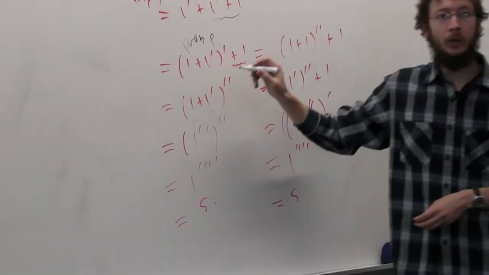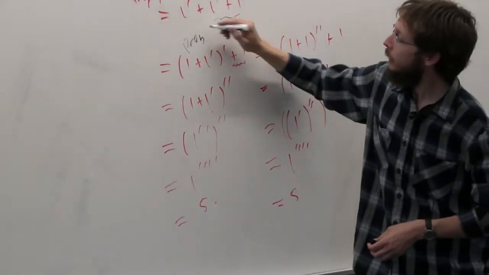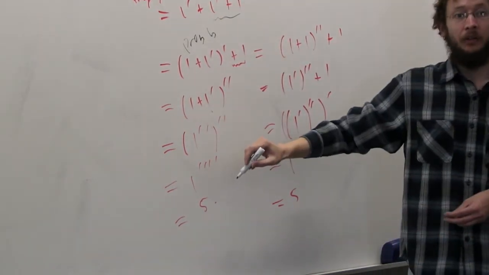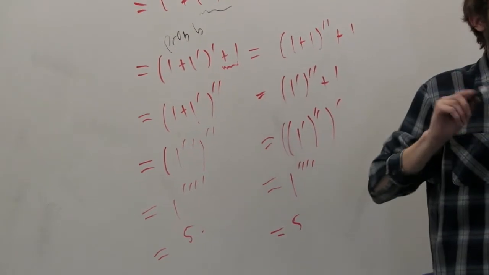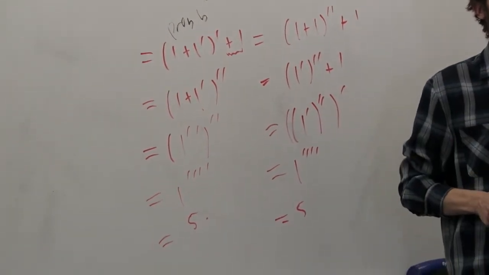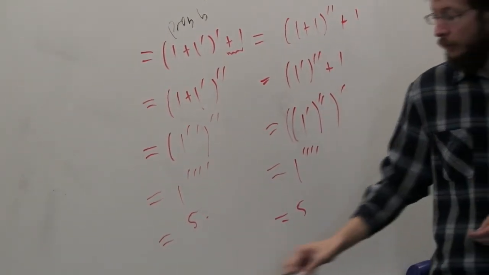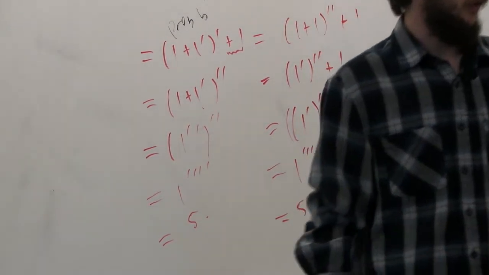And so if you can go through your proof and label every single equation using one of those properties, then your proof is guaranteed to be correct. Okay? So as long as you're using the properties correctly, then your proof is correct.